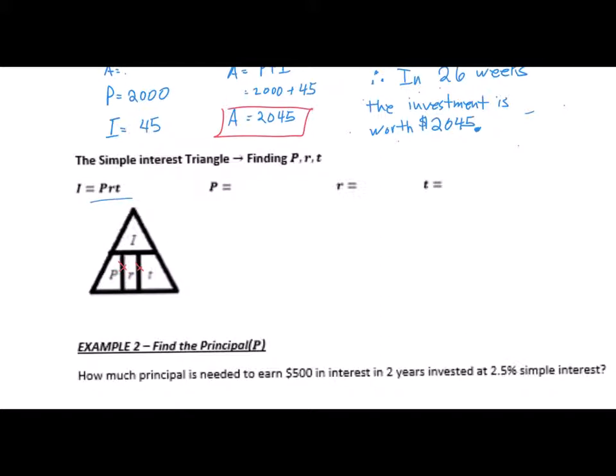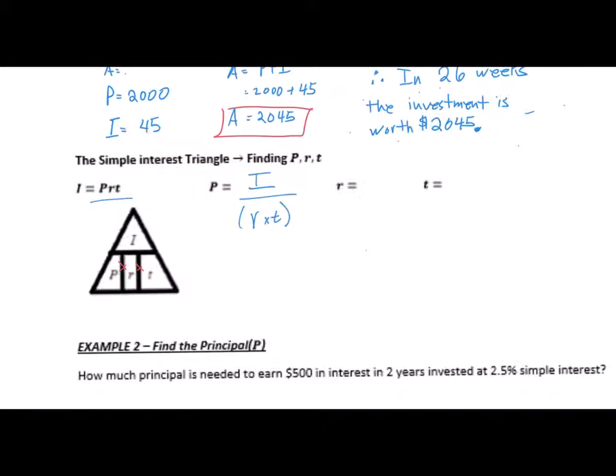So, in order to find P, imagine we take this triangle, and what we're going to do is literally just cover up the P, which means that we've got I over R times T. So let's write that out. So we have I divided by, in brackets, R times T.